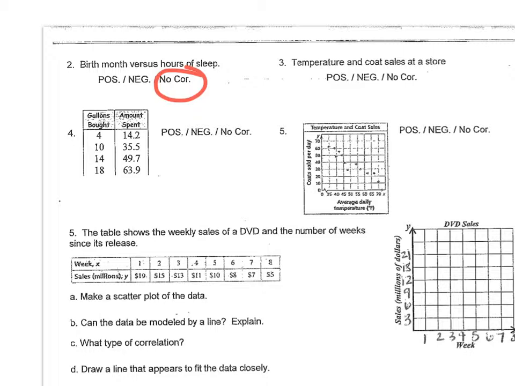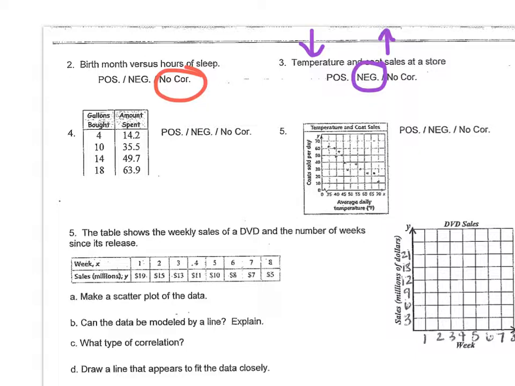Looking at number 3, it says the temperature and coat sales at a store. So the first question we ask ourselves is, is there a relationship between these two topics? Well, if you think about it, yes. And if we were to describe the relationship, then what you would tell me is that as the temperature goes down, the coat sales are going to go up. So notice that one is going down and one is going up. Well, that was one of the definitions we gave for negative correlation. So this particular situation has negative correlation.